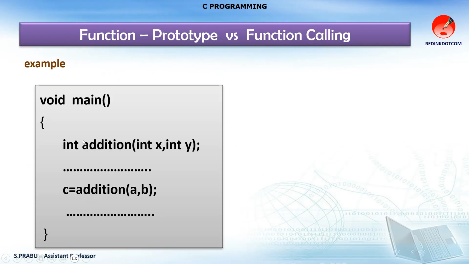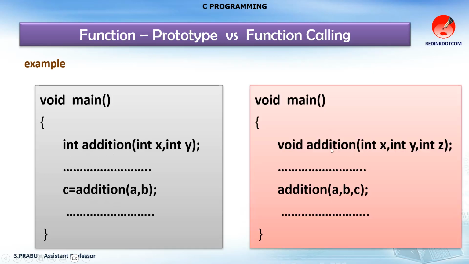If the function returns something, it can be received by another variable. Suppose the function prototype contains 3 arguments, then you should pass the 3 variables here. And if the function return type is void, you just mention the function name only. There is a close relationship between the prototype and function calling. Depending upon the return type and the number of arguments, the function calling can differ.